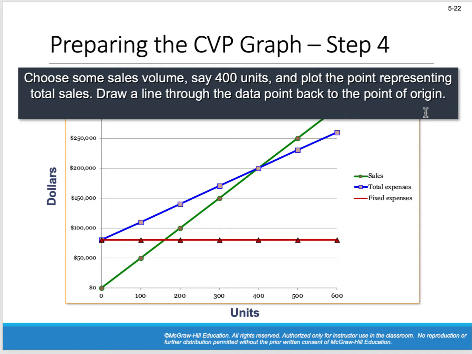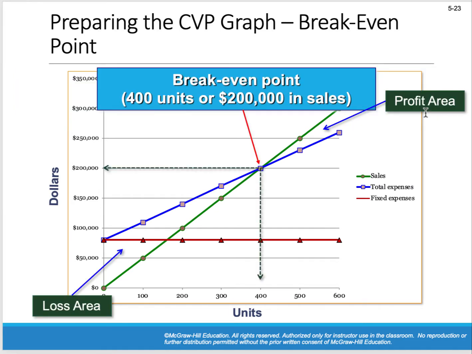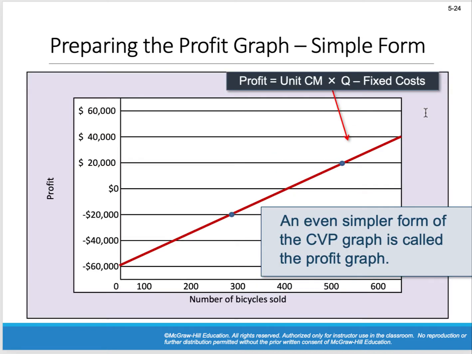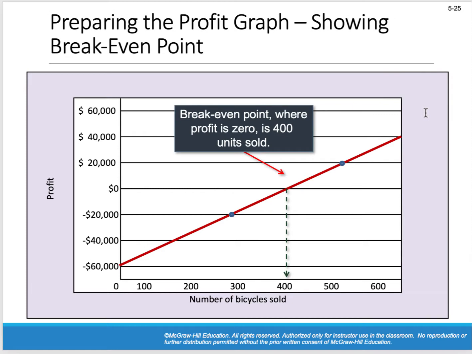The green line is our sales volume. And then we know how to interpret this. Where total sales meet total cost, that's our break-even point. Anything above the break-even point is profit. We can see that because the total sales exceed the total cost. Anything below the break-even point is obviously a loss. We can see that visually because the total cost line is above our sales volume line. Okay? We looked at a profit graph.